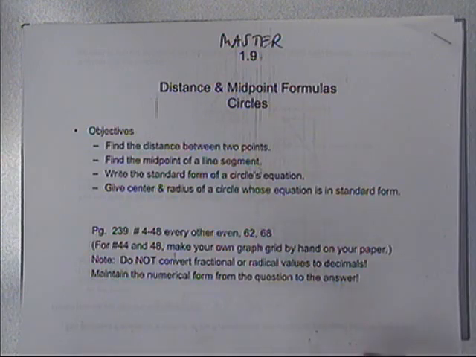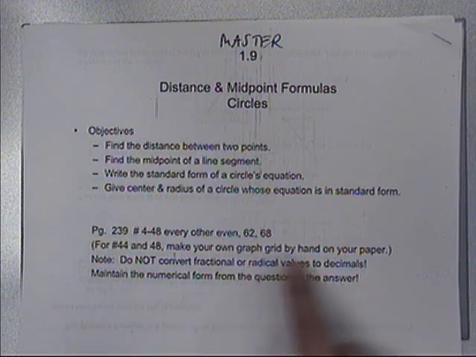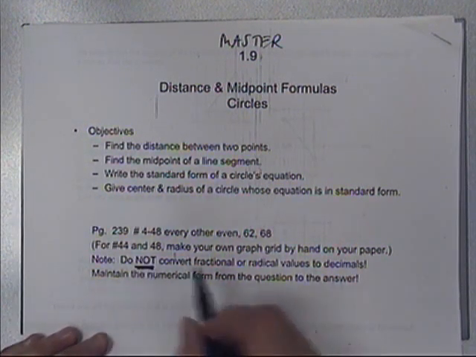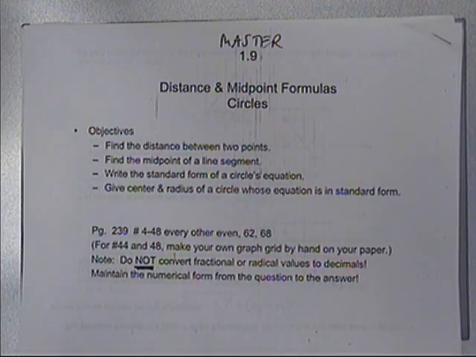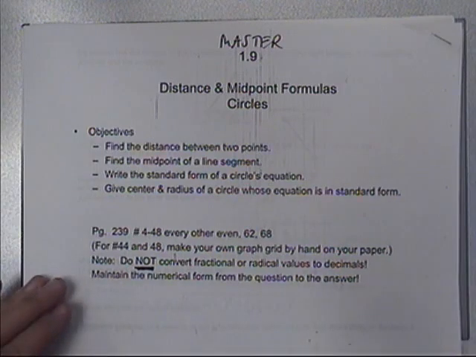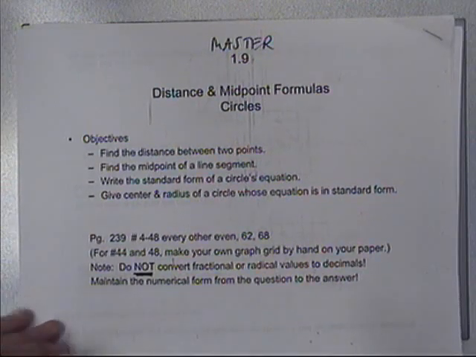I don't really think it's important that I provide you with paper. I think it's actually easier, honestly, to just kind of sketch it freehand. Do not convert fraction or radical values to decimals. If you start with a fraction, stay with a fraction. If you start with a radical, stay with a radical. Do not convert stuff to decimals unless you start with a decimal.